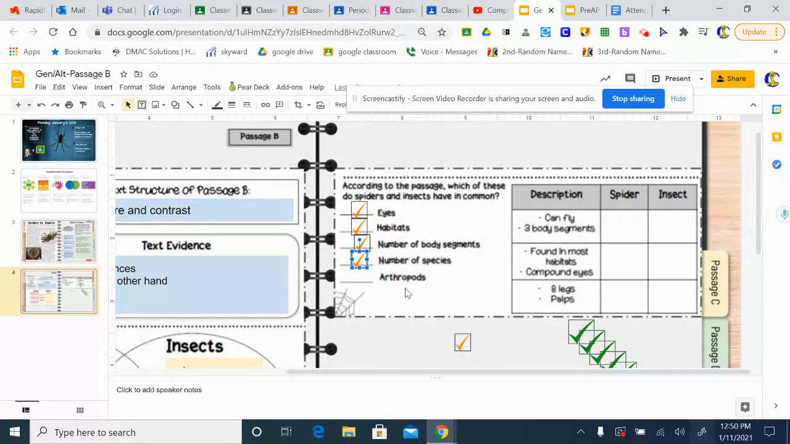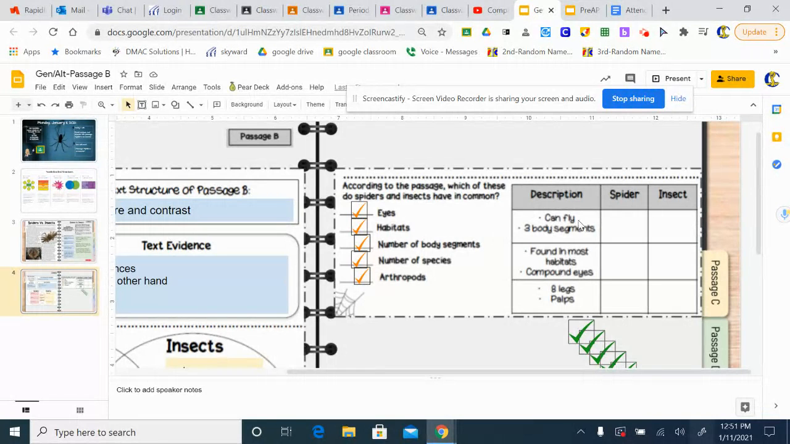And again, that's yes, because if you look back at the passage, arthropods again refers to the insects and spiders having an exoskeleton or a skeleton on the outside of the body, which they both have. So you click this last check mark and drag it to the last one there so that they should all be checked because that's what they all have in common. On the other chart now, the table there, we have description, and then it's either belongs to a spider or belongs to the insect. So let's look at the clues.